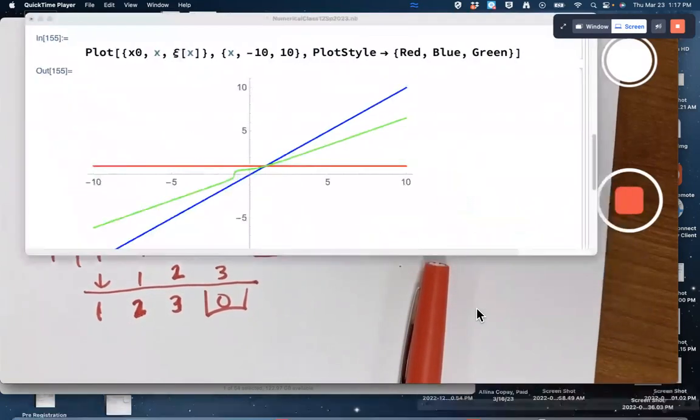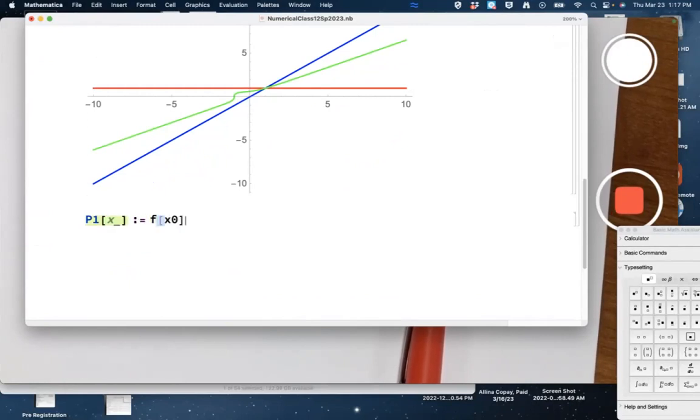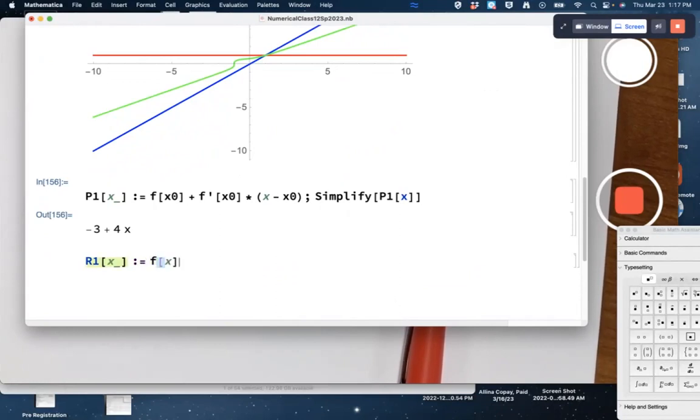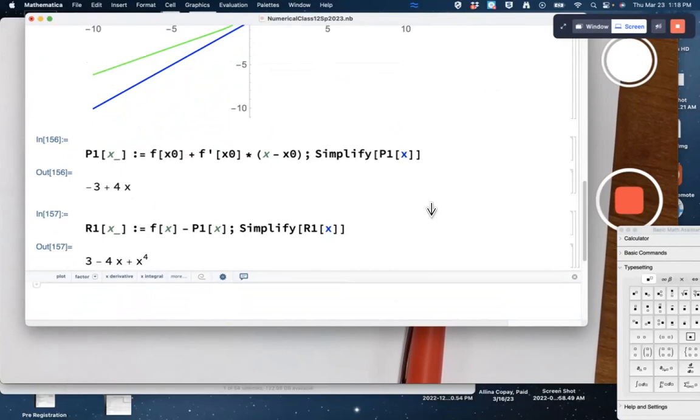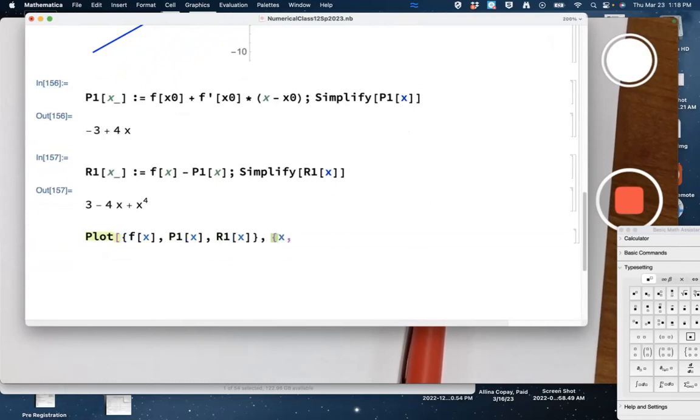And maybe we should make more plots than just that plot. So p1 of x is f of x0 plus f prime of x0 times x minus x0. Simplify p1 of x. There it is, 4x minus 3. r1 of x is the actual function minus the approximation. It is a polynomial in this case because the original function is a polynomial. I will try to apply this right after we're done here with this example to a cosine, maybe the sine function. Then f of x is not a polynomial, and r of x is also not a polynomial. What if we plot? So let's make a couple different plots here. Let's plot f of x, p1 of x, and r1 of x near 1 this time.